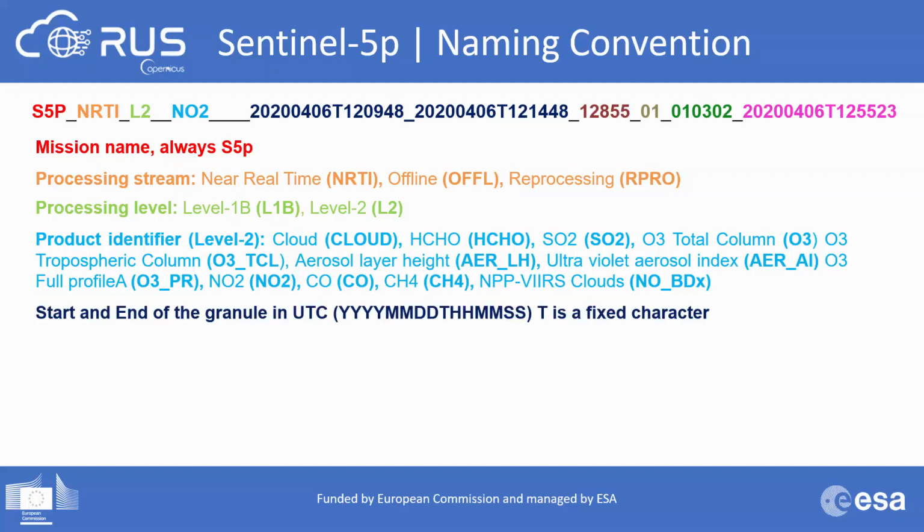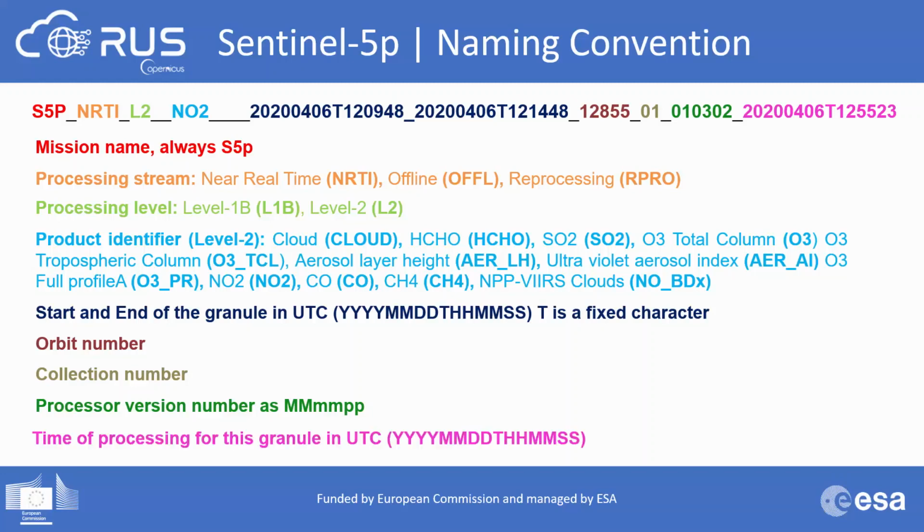And then this is followed by the start and end of the granule. So this is in UTC, and it gives us the sensing time in year, month, day, followed by hour, minutes, and seconds. Then we have the orbit number, which might be relevant for you, the collection number, and the version of the processor that was used to process this data. Those are parameters that most likely are not as relevant as the previous ones, but it is still good to know. And finally, at the very end, we have again time information, which is in this case the time of processing for this granule, the time in which this granule was ingested, and it follows again the same structure in terms of timing. So year, month, day, etc.